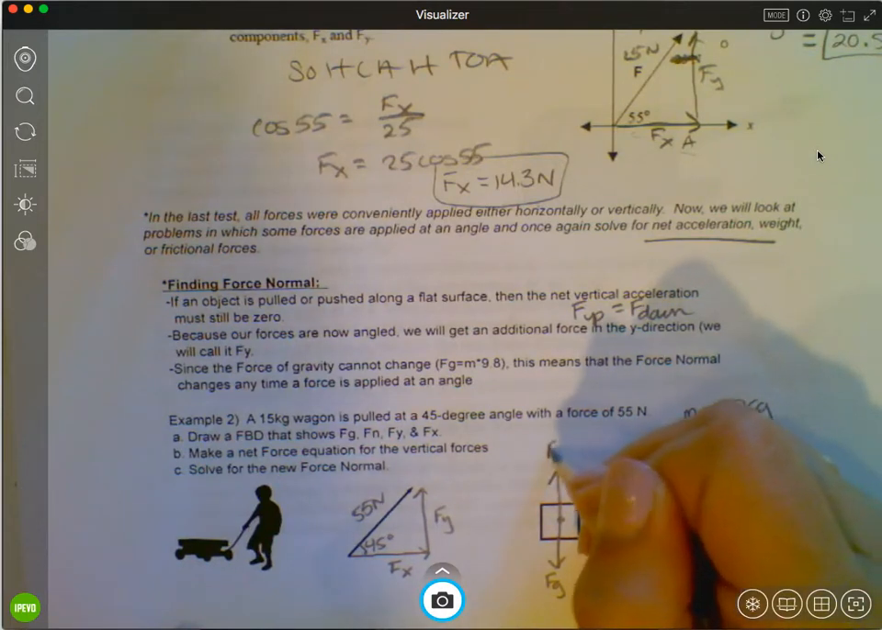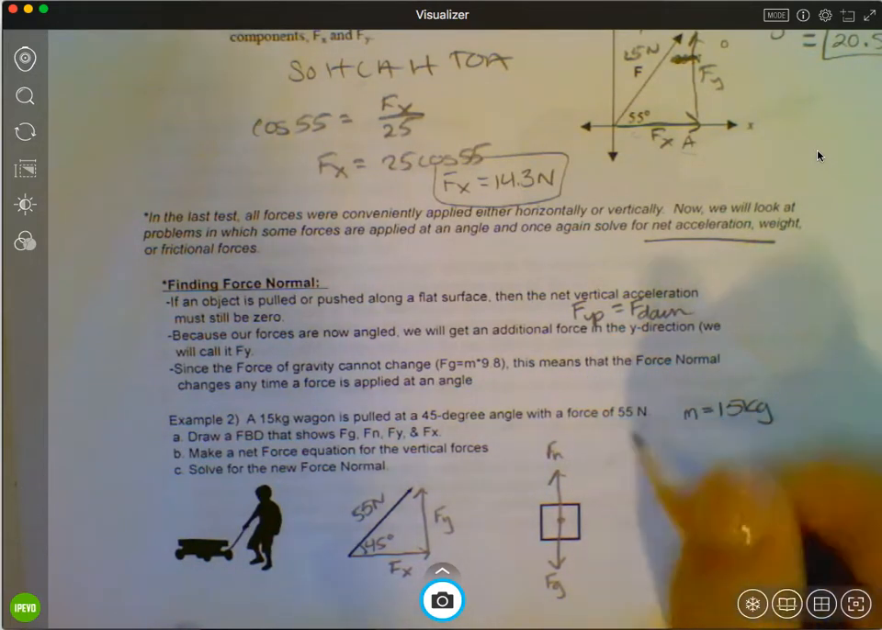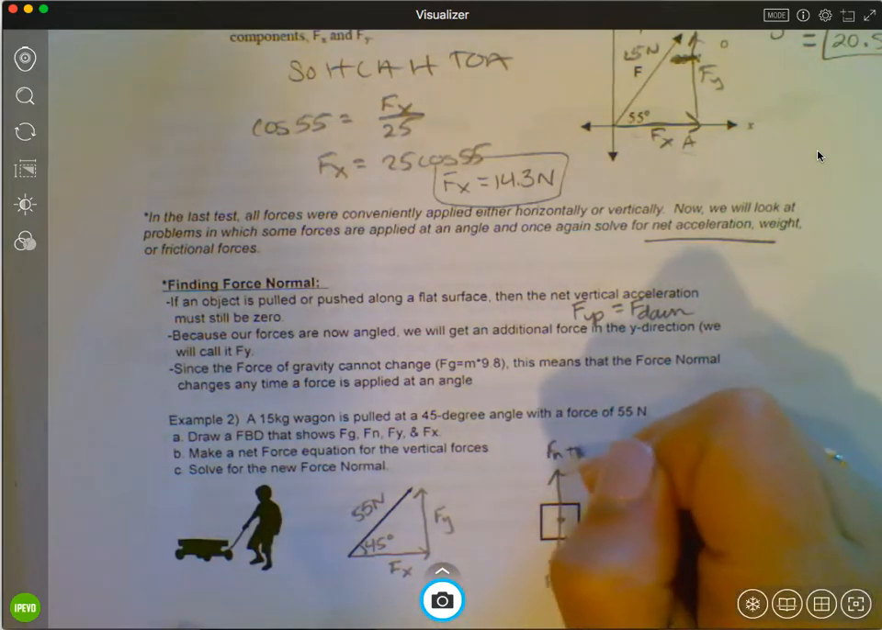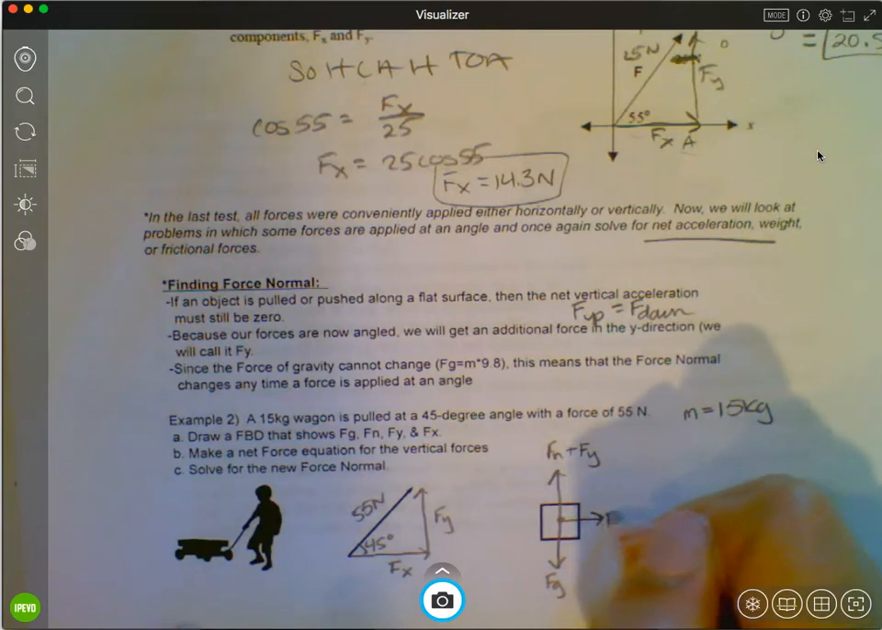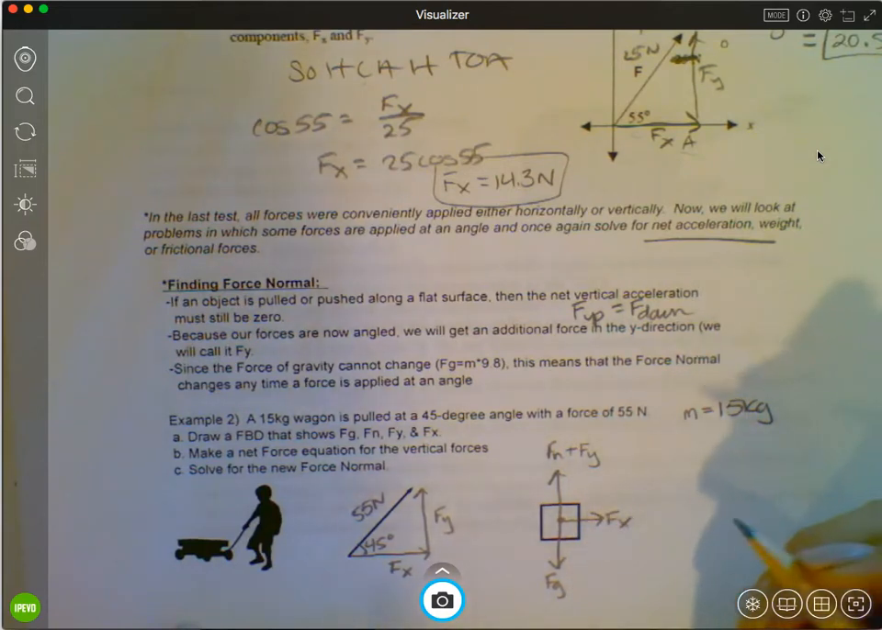We have normal up. Okay. We also have Fy that is up. Okay. Then we have Fx, which is pulling to the right. And they're not showing any friction, so we'll just leave it just like that. Okay.